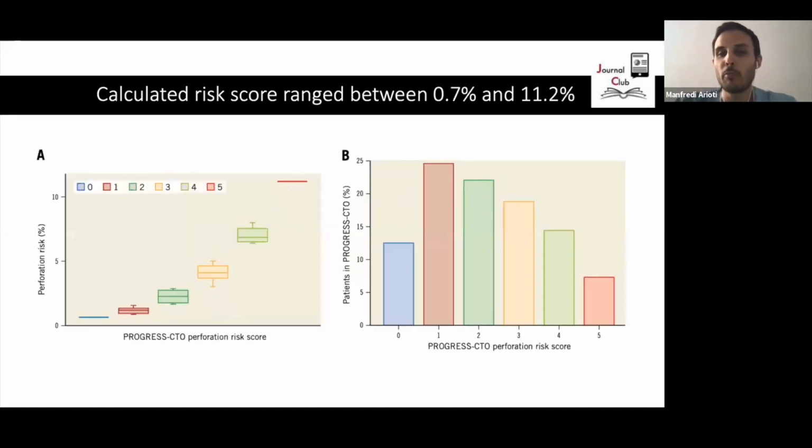And when we put all these data together, we obtain a score between 0 and 5, which corresponds to a risk of having a perforation that ranges between 0.7% and 11.2%. And we can see the patients in the registry actually clustered around the Progress CTO score for perforation of 1 and 2.